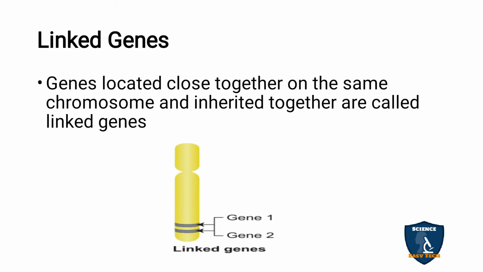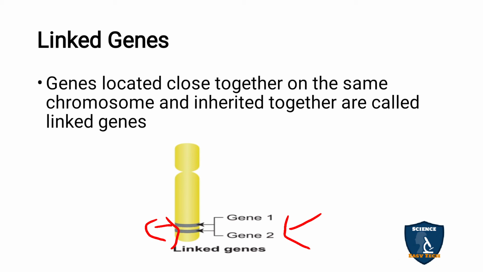We will see clearly what a linked gene is. I have given a picture here, gene 1 and gene 2, and you can see how closely they are positioned in the locus. They are very near, so they cannot separate. That means they are called linked genes. The characters are linked together.